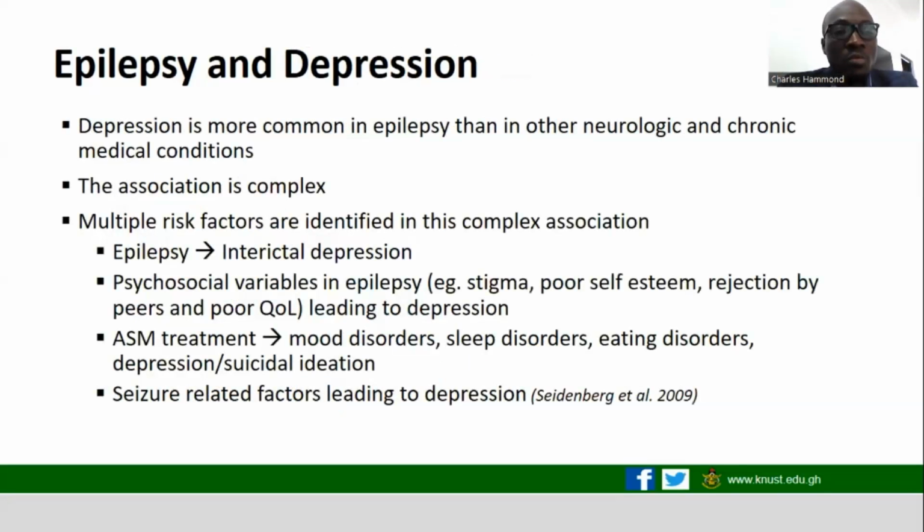Depression, another comorbidity of epilepsy, is more common than in other neurological or chronic medical conditions. And the association is again complex. There are multiple risk factors that have been identified in this complex association. One is that the epilepsy will lead to interictal depression. So the patients are depressed because they are probably worried about their seizures, but it could also be because neuronal networks in certain parts of the brain are driving both the epilepsy and the depression.